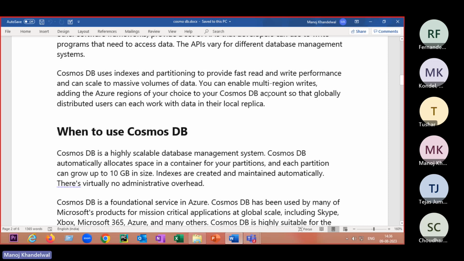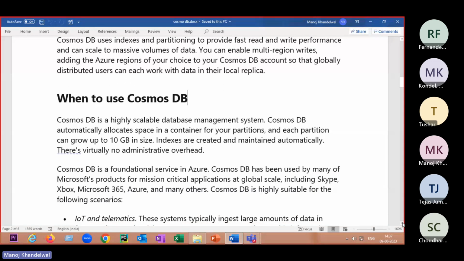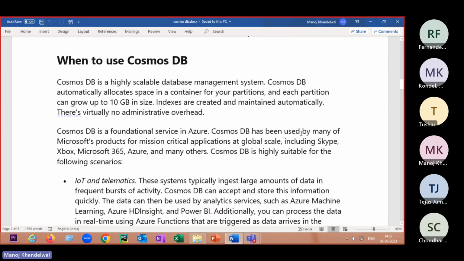So this cloud provides you all this. Cloud offers the latest technology. Today I'm teaching you the theory part. Tomorrow we can do the practicals. I have a practical exercise also on this Cosmos DB. We can do that as well. So use Cosmos DB.